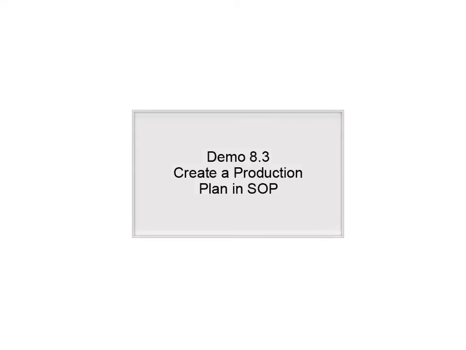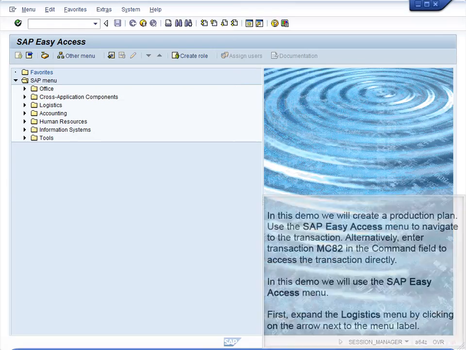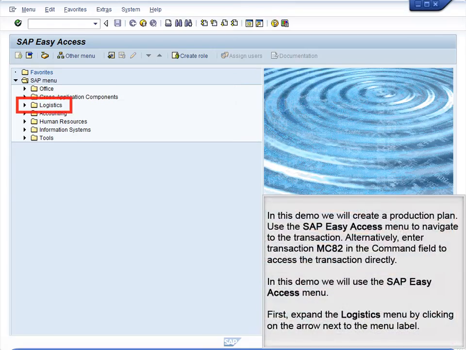Demo 8.3. Create a production plan in SOP. In this demo, we will create a production plan. Use the SAP Easy Access menu to navigate to the transaction. Alternatively, enter transaction MC82 in the command field to access the transaction directly. In this demo, we will use the SAP Easy Access menu.